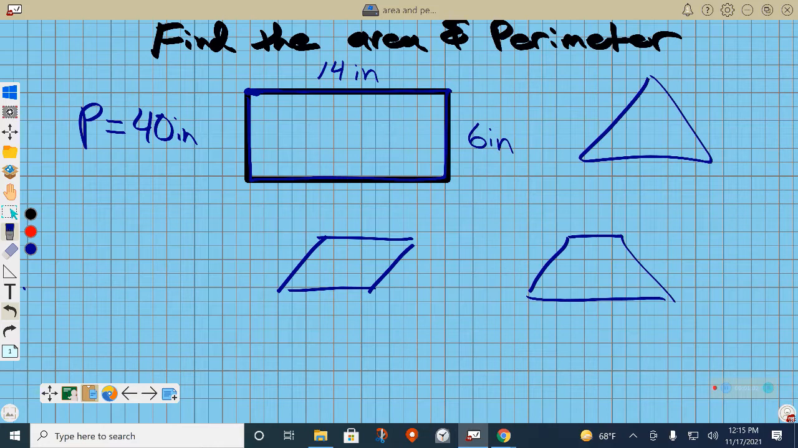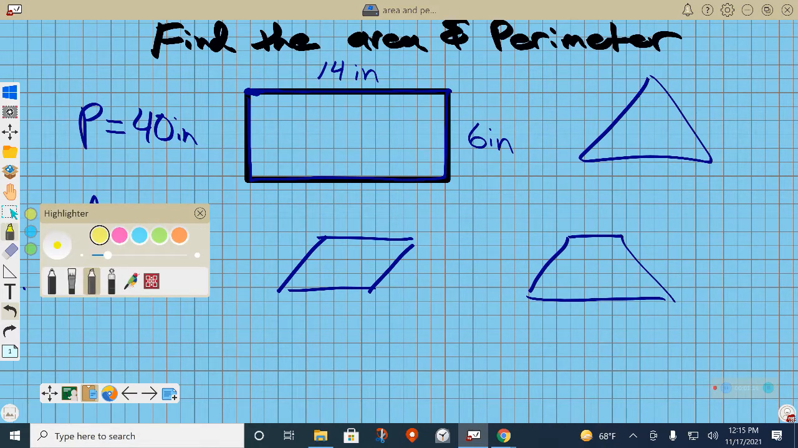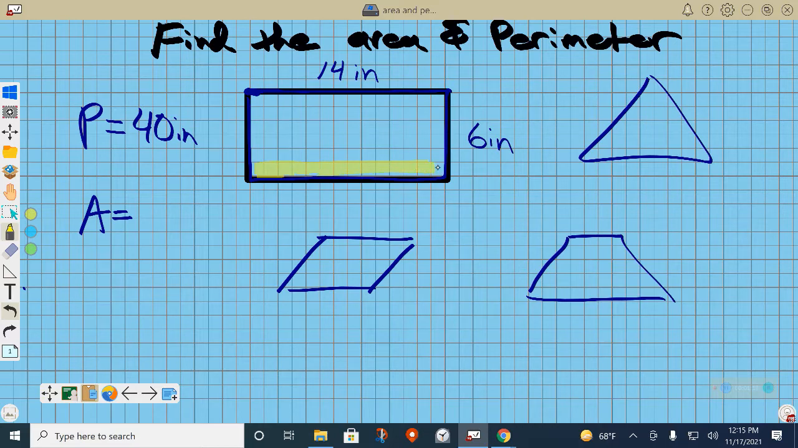Let's find the area now. That's a different story. The area is the space inside the shape. In other words, everything I'm going to highlight right now, watch. All this space that I'm highlighting in yellow, that's area. Perimeter is around the shape, area is inside the shape. And I'm looking at that yellow area.